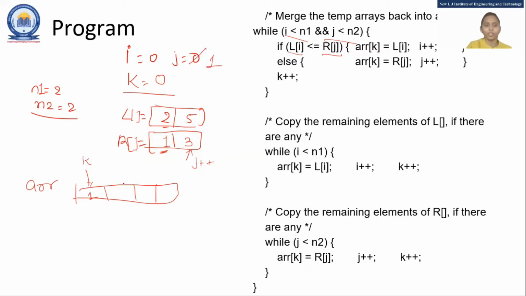Okay. Now check again. This is a loop, so it checks again. K also moves ahead. So check which number is smaller, 2 or 3. Which number is smaller? 2. So put the value 2 here. K would be updated and I would be updated. Right? And again check. 3 is smaller or 5 is smaller. Which number is smaller? 3 is smaller. So keep 3 here. And J plus plus means it comes to 2.